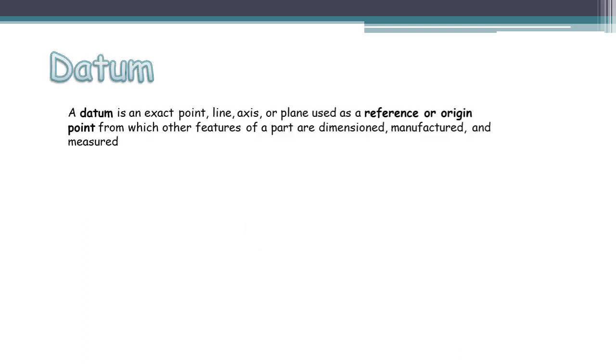From the feature control frame, as of now we have seen the symbols and tolerance, right? Now we are going to see the datum. Datum provides a consistent reference for the measurement. It allows the manufacturers to consistently build the part. Also, it allows the quality inspectors to consistently verify the part. So, it ensures parts fit together in assemblies. The reference may be a point or line or axis or plane.